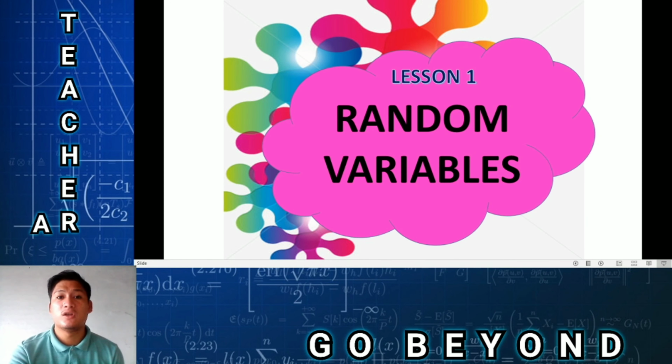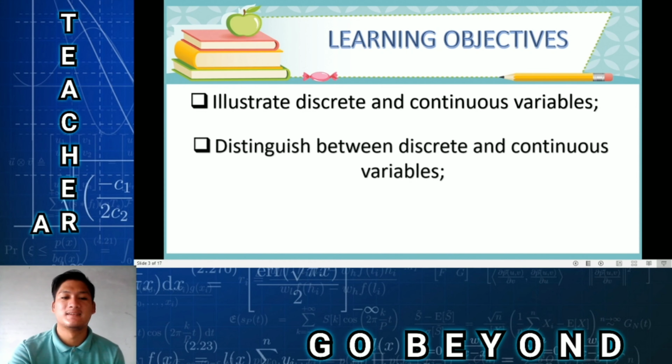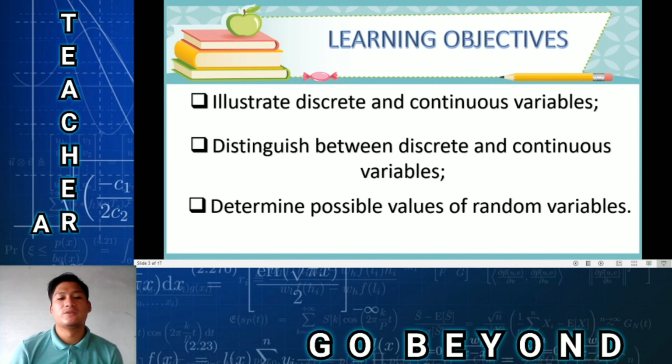In this lesson, we have three learning objectives. First, we have to illustrate discrete and continuous variables. Second, distinguish between discrete and continuous variables. And third, we have to determine possible values of random variables.